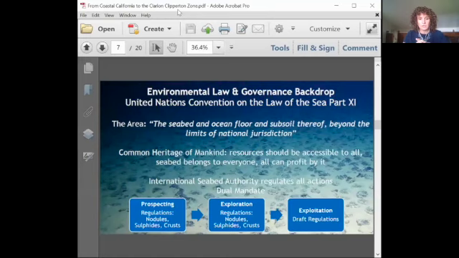So again, the common heritage of mankind principle is based on the idea that resources should be accessible to all, the seabed belongs to everyone, and all can profit by it. The Law of the Sea Treaty stands up the International Seabed Authority, which is responsible for regulating all actions on the bottom of the ocean. And the International Seabed Authority has this really challenging dual mandate of both protecting this area and the marine environment at the same time as having a responsibility to exploit this area. So there has already been a process for prospecting and exploration and moving towards exploitation, and the regulations associated with those.